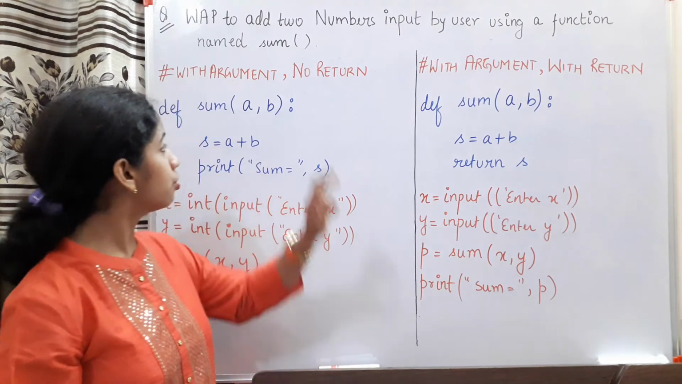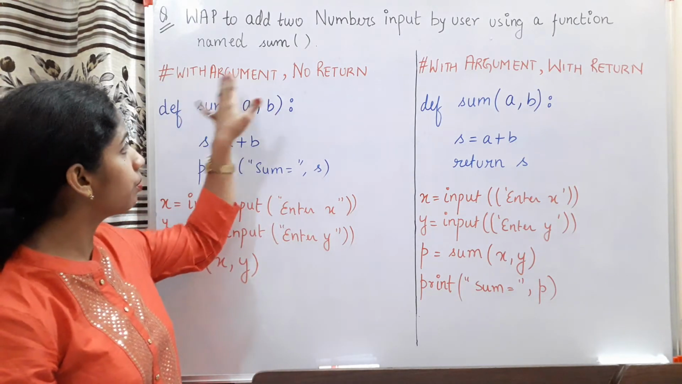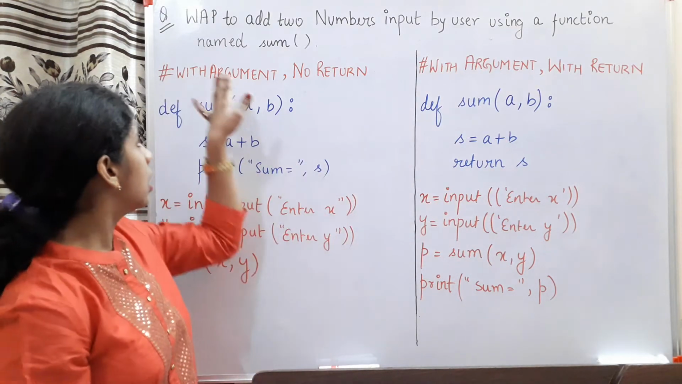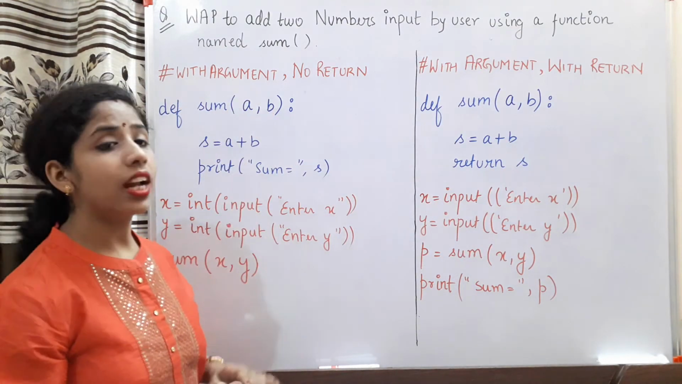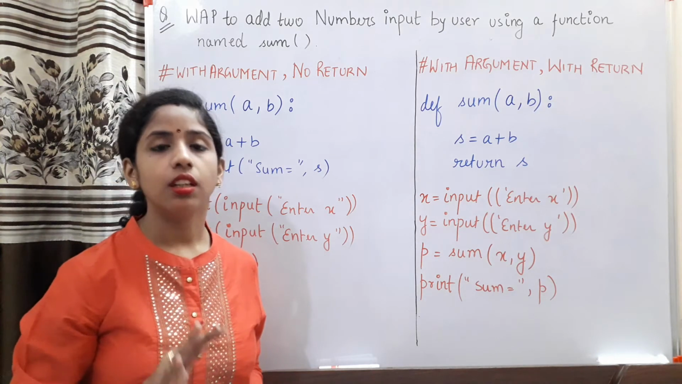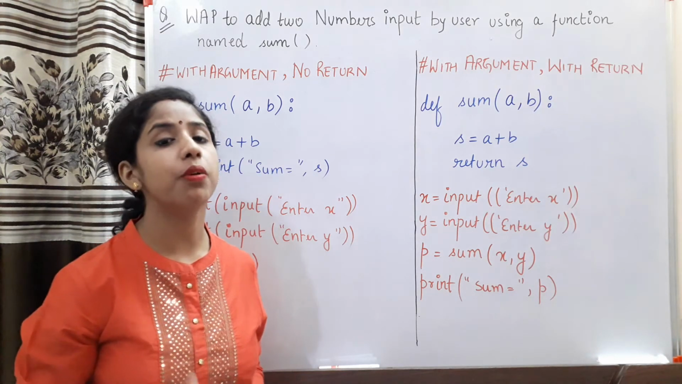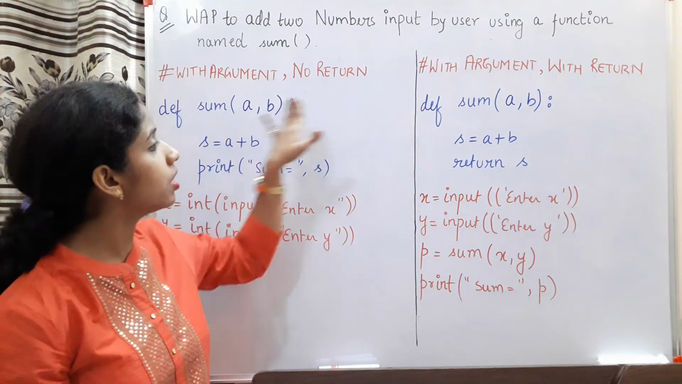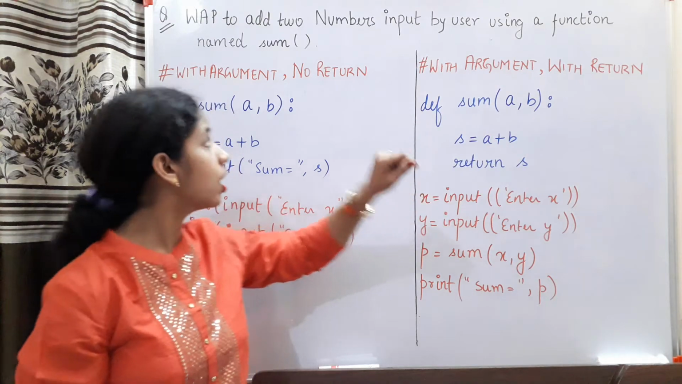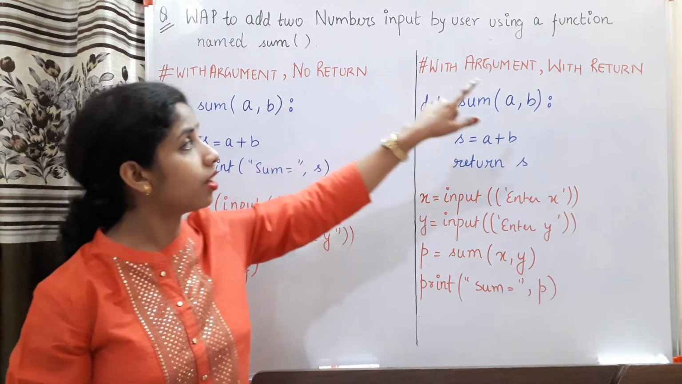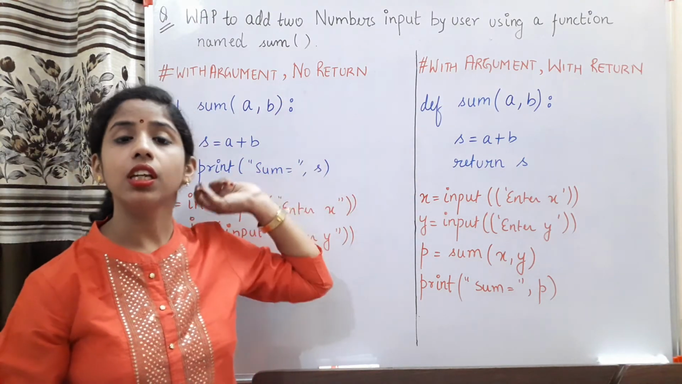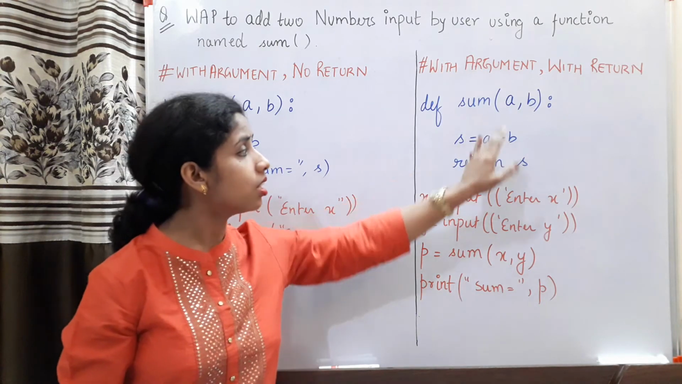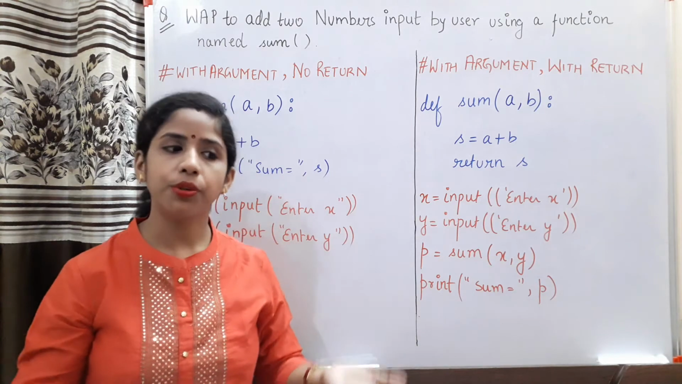Then the next two function styles are with argument, no return, and with argument, with return. Now here, with argument means that the function will receive the parameters upon which it will perform the work of addition. Okay, so in both these cases the parameter list is not empty, you can see. And no return means the function will not return the result, it will print the result by itself, and here the function will return the computed result.